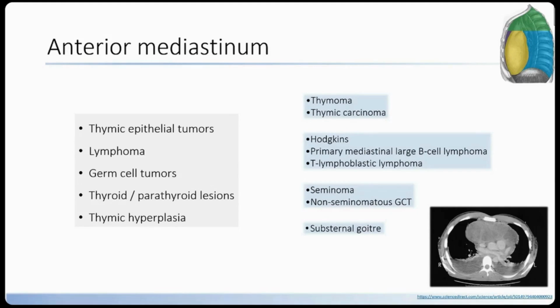But we can sort of see, essentially, if we badge them around, think thymus, lymph node, germ cells, anterior mediastinum. Those are the things that you want to think about first. And as you'll see, these are distinct from, for example, middle or posterior mediastinal pathologies.